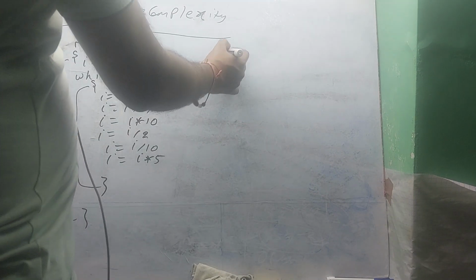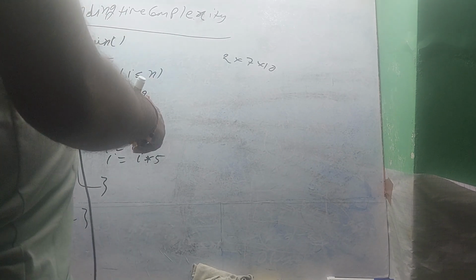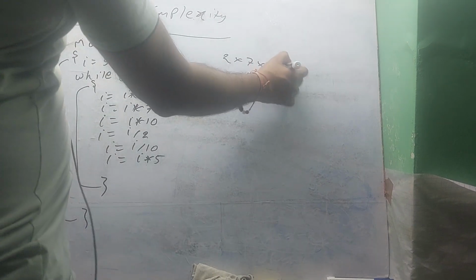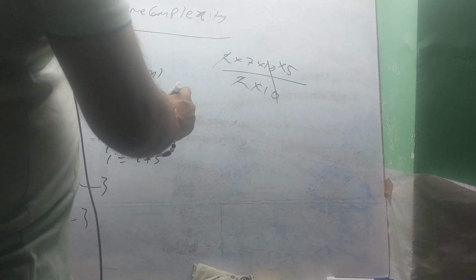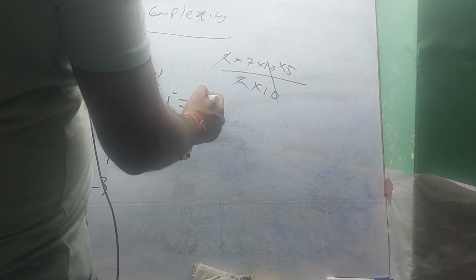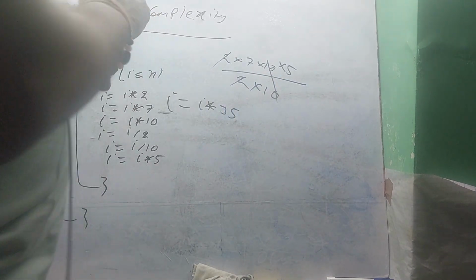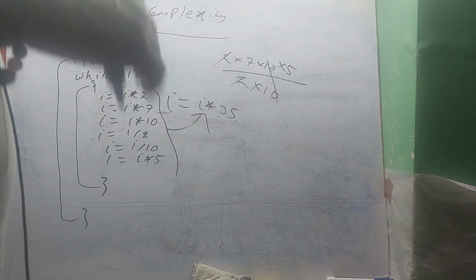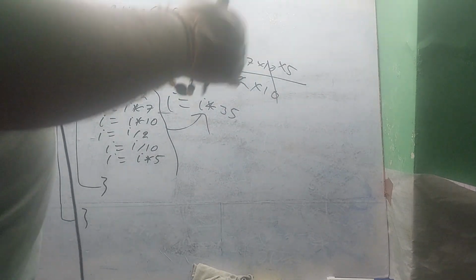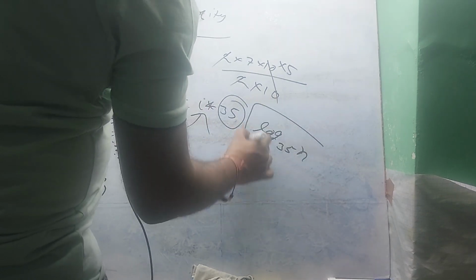I is multiplied by 2 into 7 into 10, that is 140. I is multiplied by 140, and again multiplied by 5, and then divided by 2 and 10. Cut. Now I will become I multiplied by 35, and its time complexity is, as we discussed in a previous similar problem, that if I is multiplied by some value, then the time complexity is log of n to the base of that value. So it is log n base 35, this is the answer for this question.